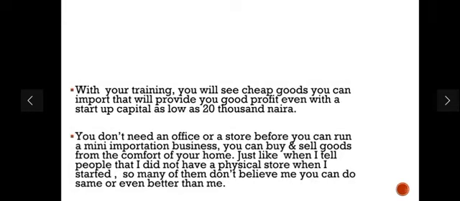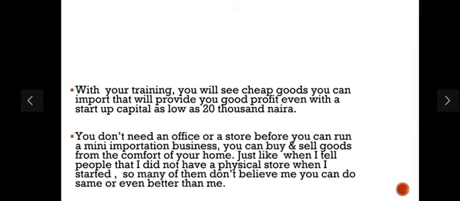Now with this your training, you will see cheap goods that you can import that will provide good profit even with your startup capital as low as 20,000 naira. Like I said before, you don't need an office or a store before you can run a mini importation business. You can buy and sell goods from the comfort of your home.